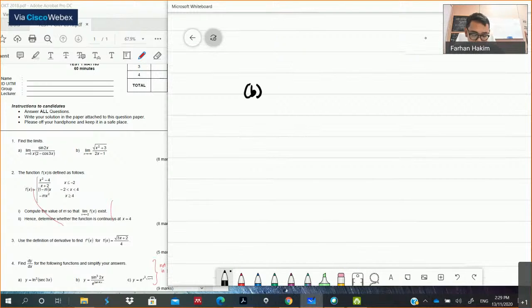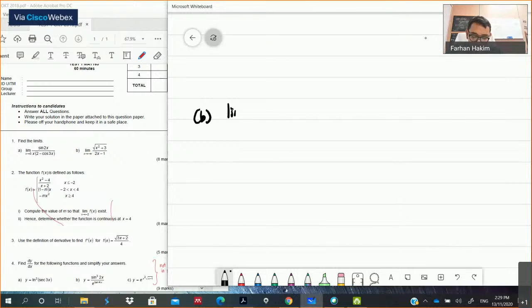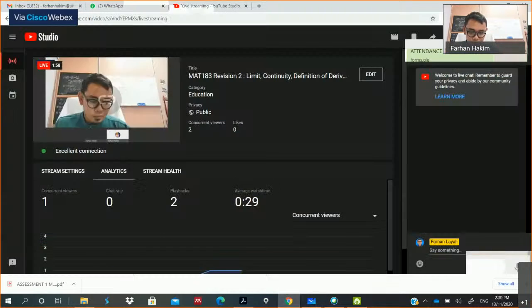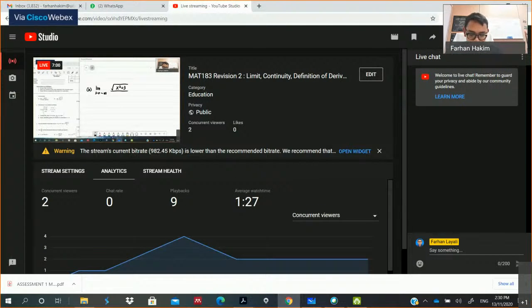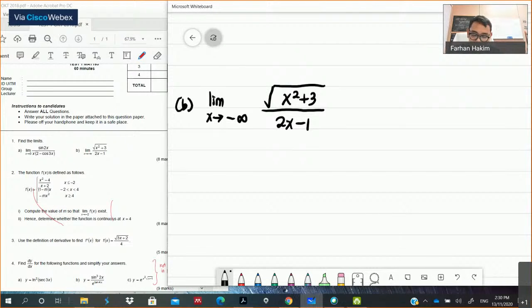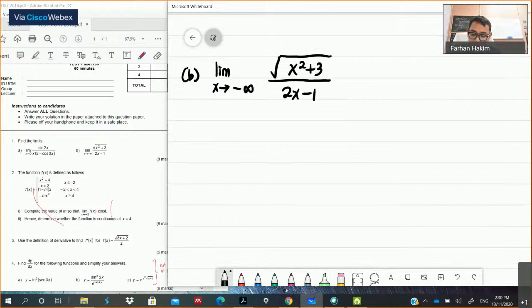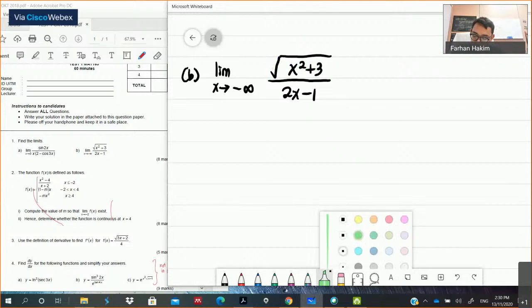All right, so we have question 1B. Given the limit as x approaching negative infinity of the square root of x squared plus 3, over 2x minus 1. We have only the numerator with the square root, so we have to use the modulus of x.